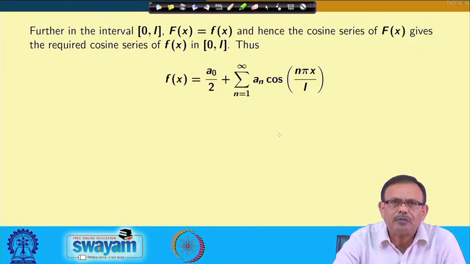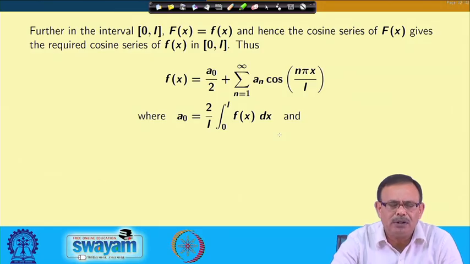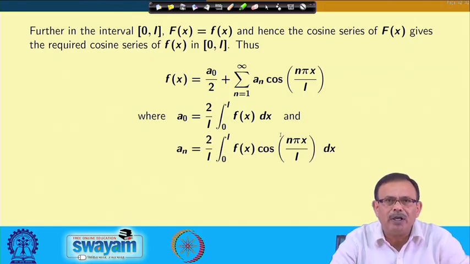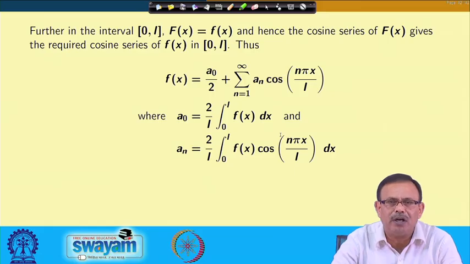So that we can write f x equals a 0 by 2 plus summation n equals 1 to infinity a n cos n pi x by L, where a naught is 2 by L integral 0 to L f x dx, and a n will be equal to 2 by L integral 0 to L f x cos n pi x by L dx.